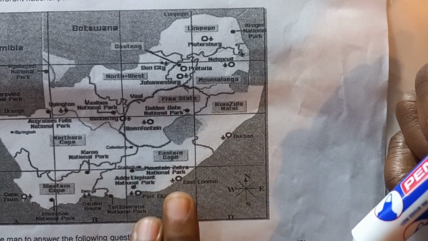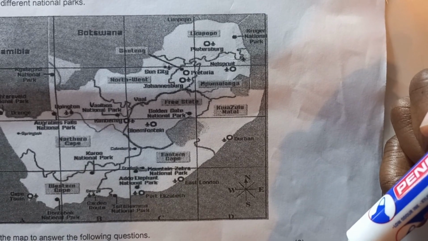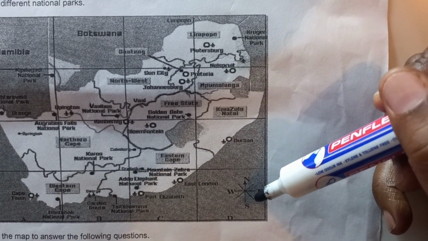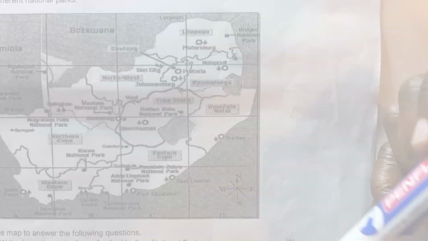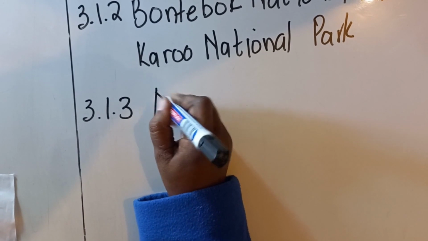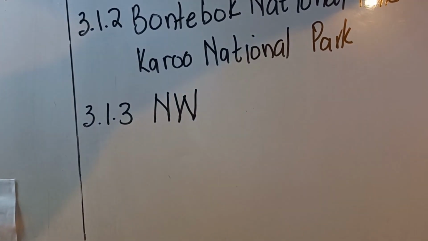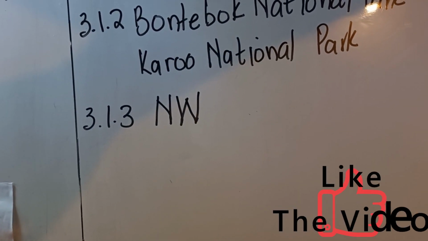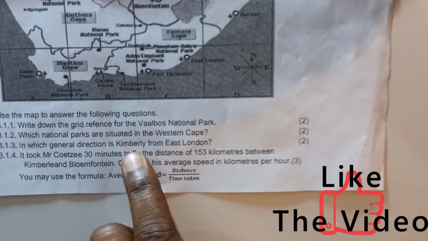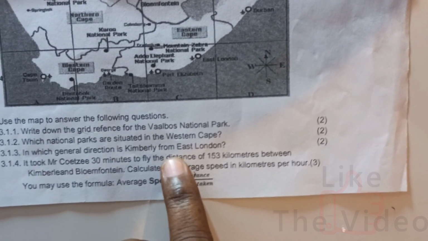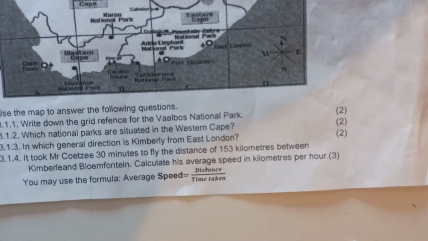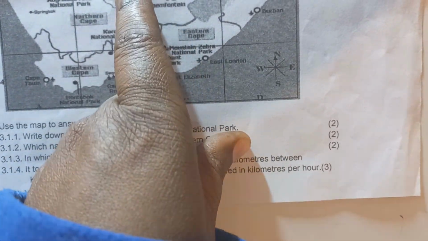What is the direction that you'll go when you're from East London to Kimberley? You'll be going in the northwesterly direction. That's your answer. Our answer in 3.1.3 is northwest. Right, very important. You might lose these marks unnecessarily, so you need to read properly here. They say you are going to Kimberley from East London. So you start at East London and you are going to Kimberley. So you start here, you are going up.